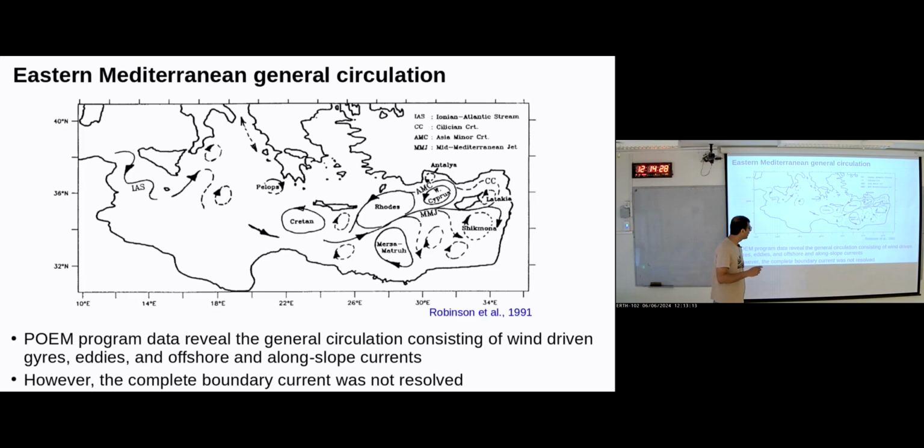So back in the late 1980s, a series of field experiments were conducted in the Eastern Mediterranean to better understand the general circulation in the region. The flow features that were identified from the hydrographic data were compiled in a schematic shown here, which I have taken from Robinson et al. 1991. Basically, the general circulation was described in terms of wind-driven gyres, permanent and recurrent eddies such as Mersa Matruh and Sikmona, as well as offshore and along slope currents. However, the station resolution was poor along the eastern and southern boundaries, so the full extent of the boundary current was not revealed. Only the Syrian current at the northeast corner and the Asia Minor current along the northern boundary were identified.